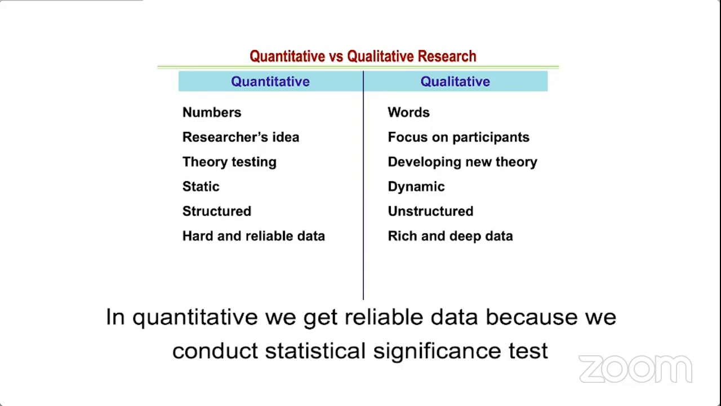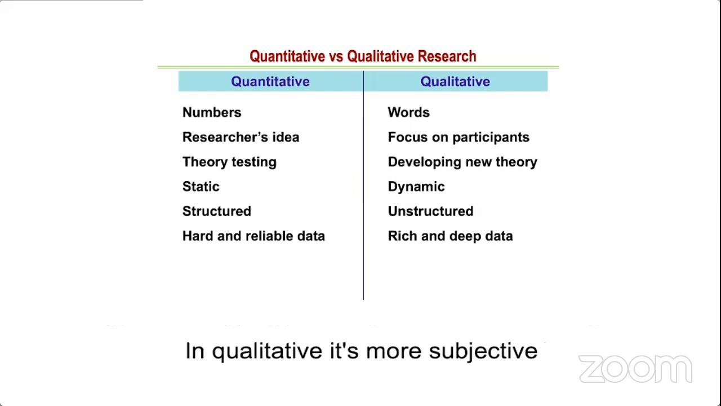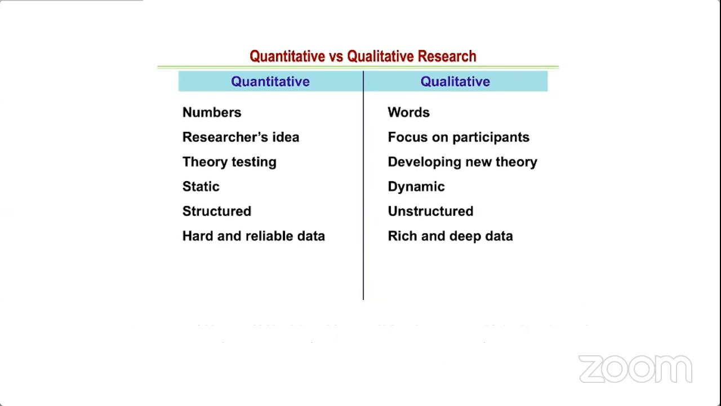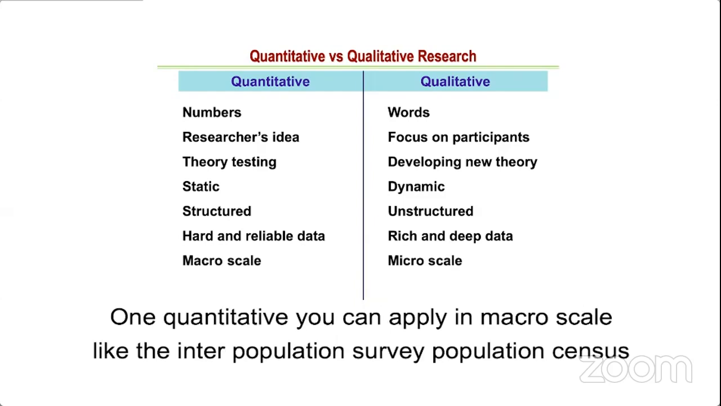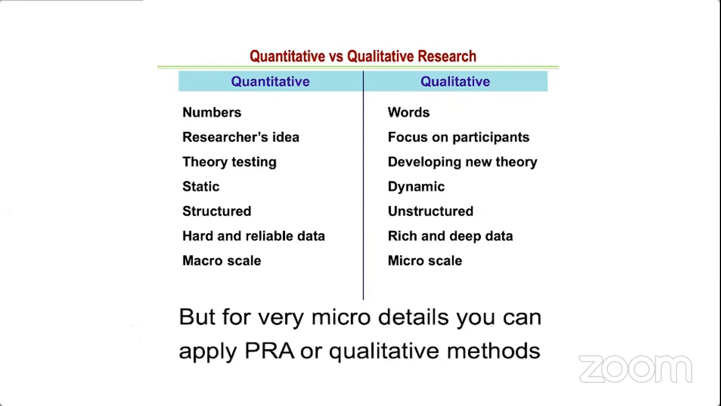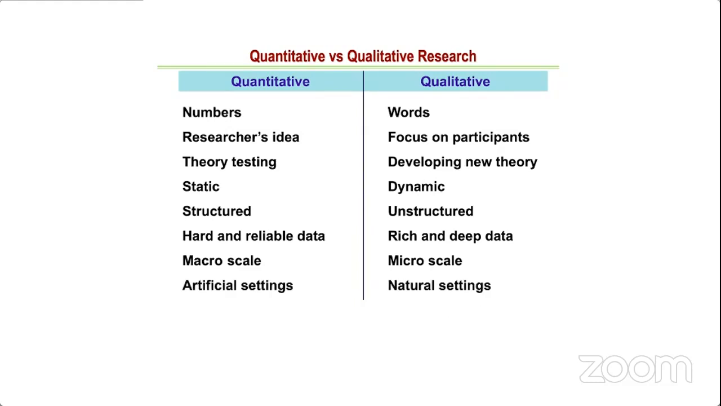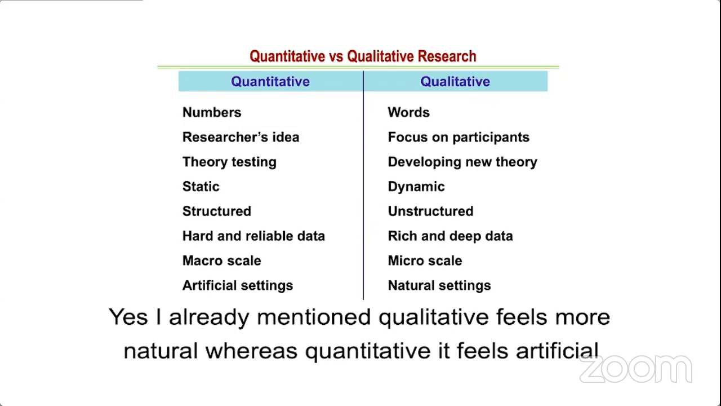In quantitative, we get reliable data because we conduct statistical significance tests. In qualitative, it's more subjective. It's their opinions, we take notes, we record them, but this is deep data. Quantitative can be applied at a macro scale, like an entire population survey or population census. But for very micro details, you can apply PRA or qualitative methods. For example, if you want to visit one particular village or local area, you can apply them there. Yes, I already mentioned qualitative feels more natural, whereas quantitative feels artificial.